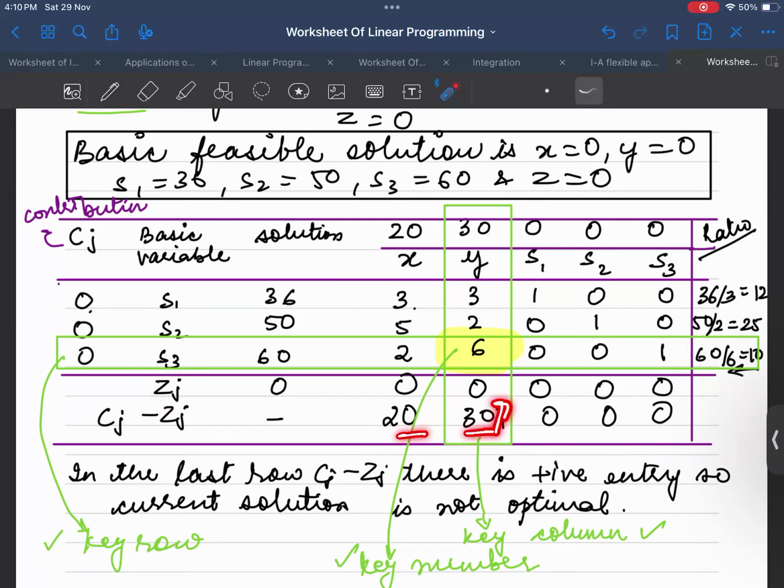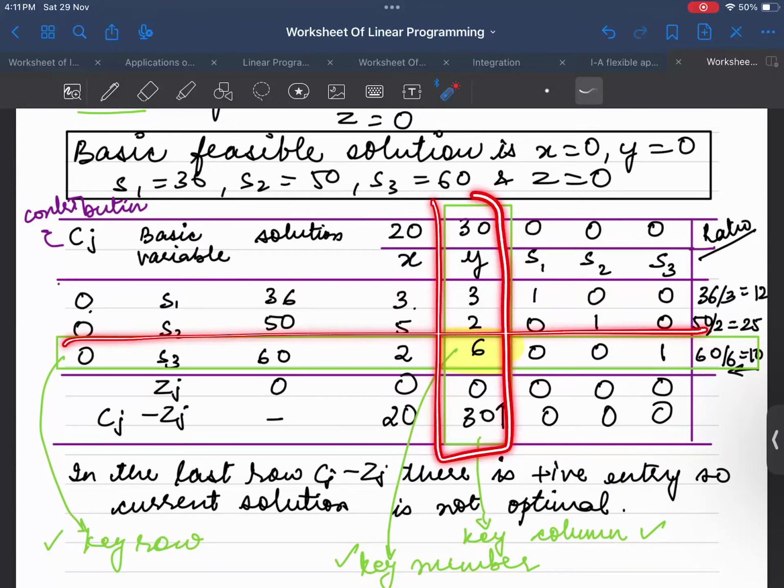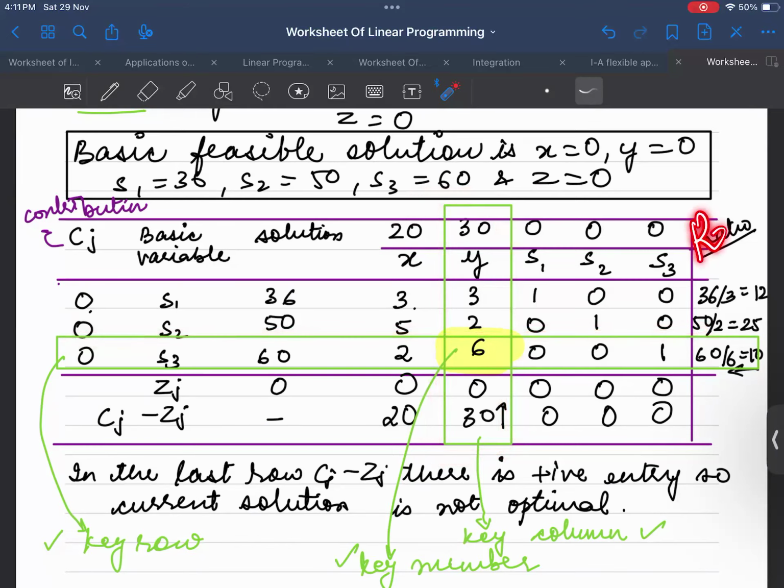Z 30 is the maximum, so 30 is the largest, we will keep it as an entering variable. Then we will calculate the ratio, and this column would be my key column. Now we will calculate the ratio for them to understand which will be the departing variable.